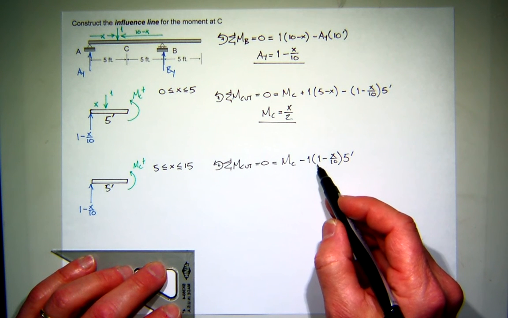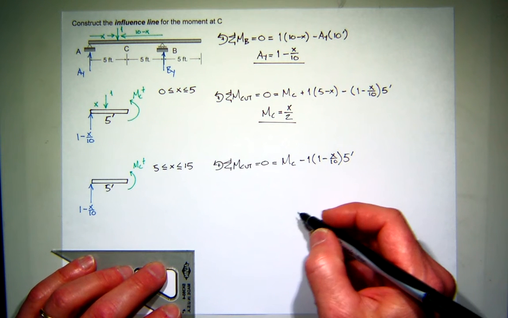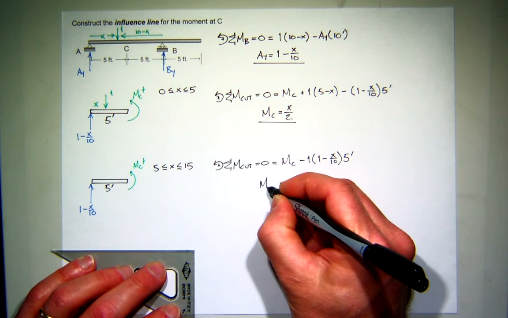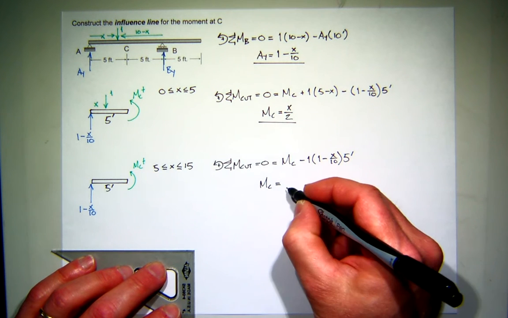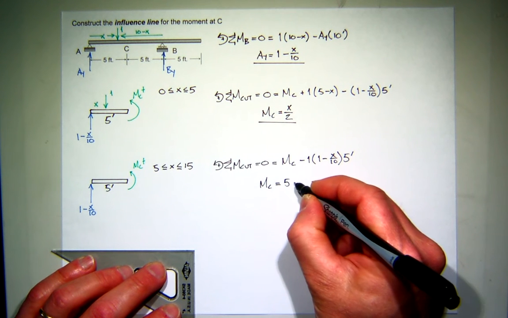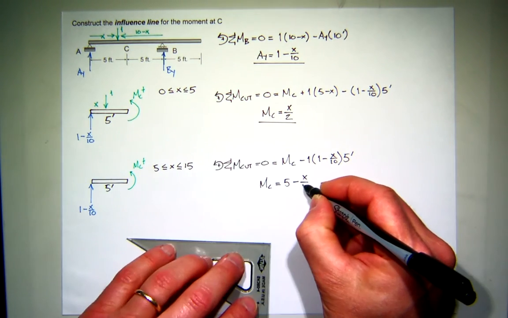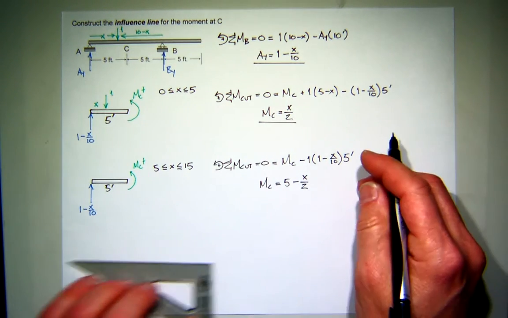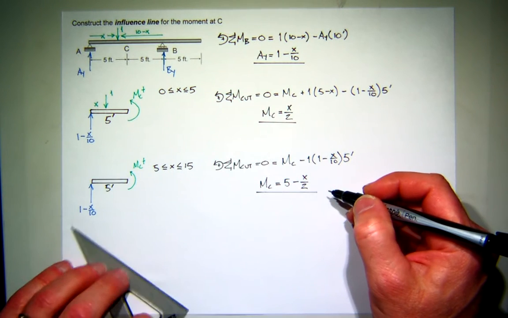But I end up with 5 minus x over 2. So I throw it to the other side of the equation. My M sub C now becomes 5 minus x over 2. And all I have to do now is plot those two equations.